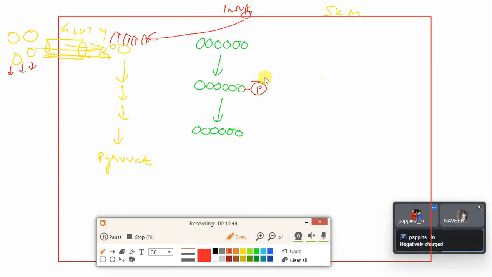Negatively charged, yeah. So this phosphorus is negatively charged. So this becomes highly polar, and polar molecules can't be transported back outside the membrane. Polar molecules do not get transported outside.